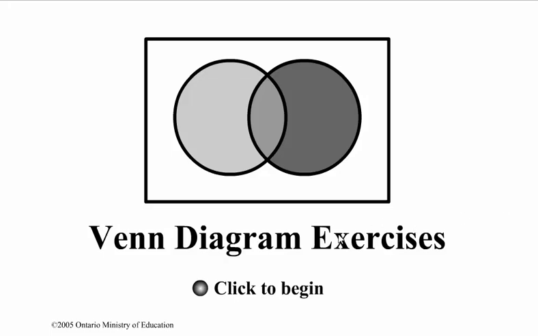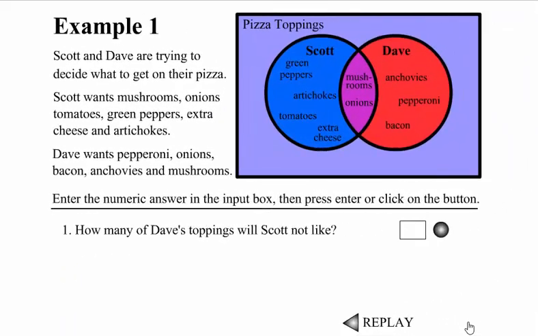I'm going to run through some Venn diagram exercises. So Scott and Dave are trying to decide what to get on their pizzas. The circles indicate the toppings that Scott wants and the toppings that Dave wants. And of course, the intersection here is the toppings on which they agree.